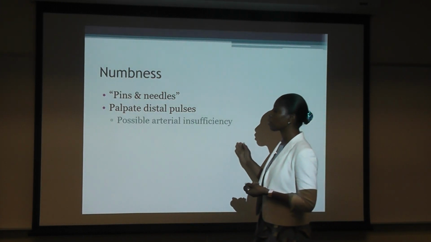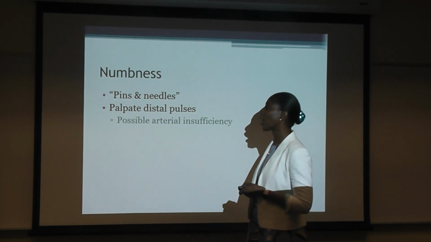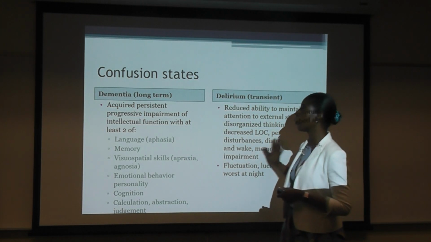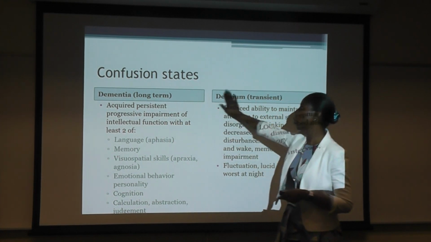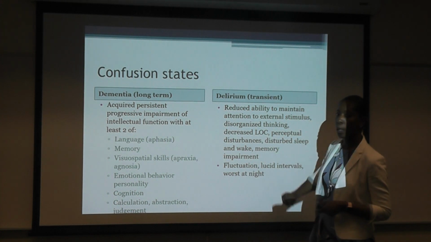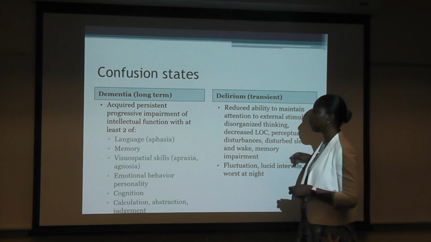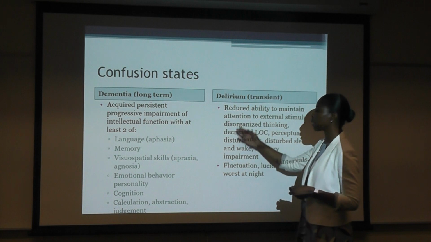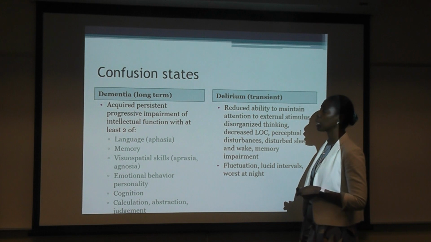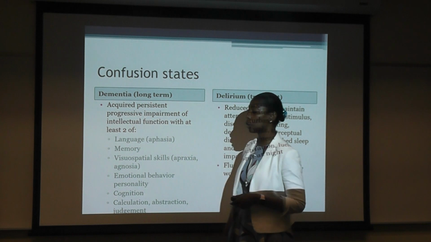Numbness, pins and needles. Remember, if someone has numbness, they can have peripheral neuropathy, so you want to check to see if they have pulses. We talked a little bit about delirium and dementia. Remember, dementia is long-term, delirium is transient. Delirium you see a lot in your hospitalized patients, and post-surgery, anesthesia, meds can do it, toxic substances can cause it, and they have a disorganized thought pattern, disorganized thinking, decrease in level of consciousness, but it's usually transient as opposed to dementia, which is long-term, okay?